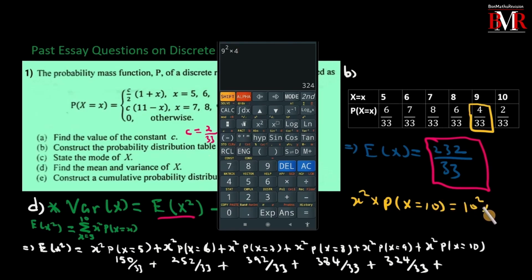which is 10 squared times 2 over 33, which is equal to 10 squared times 2 is 200. That is 200 over 33. So it means here is 200 all over 33. Now to get E of x squared, I need to add all these fractions. I see all these fractions have the same denominator.